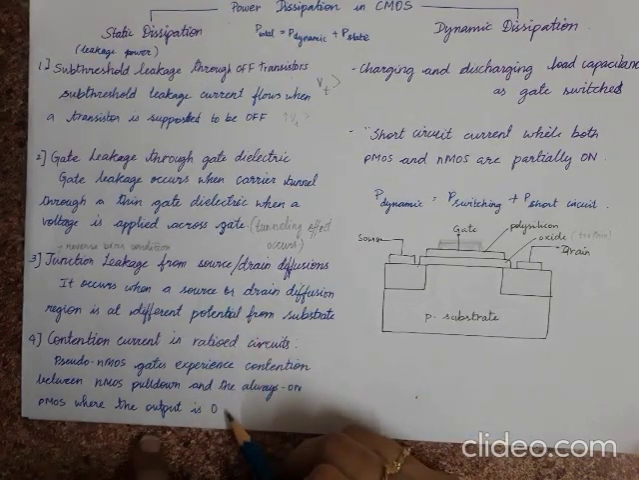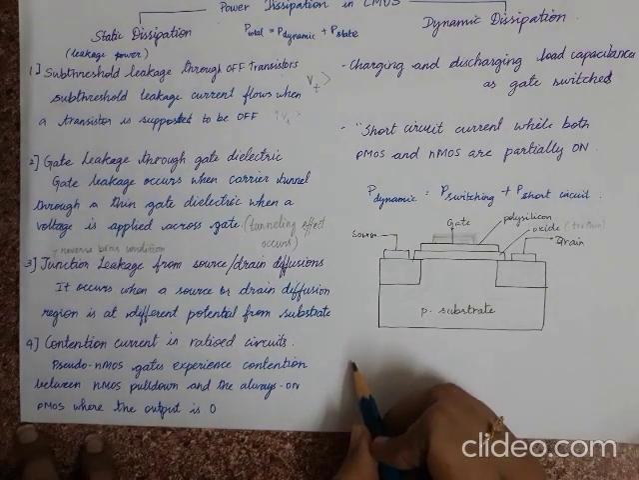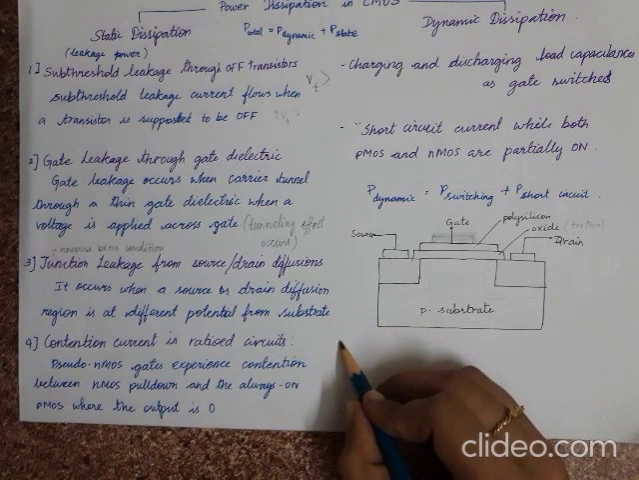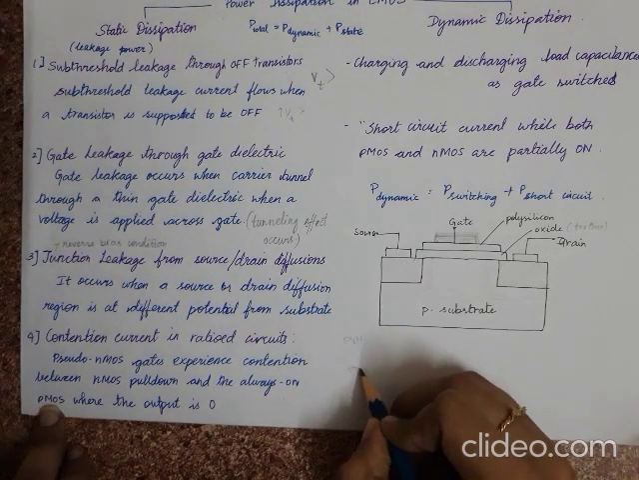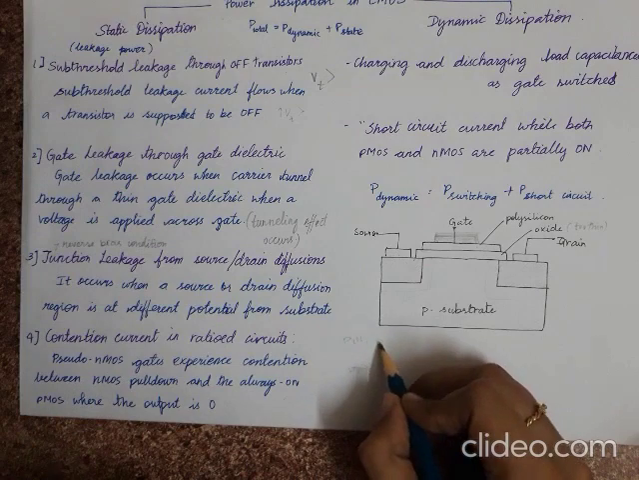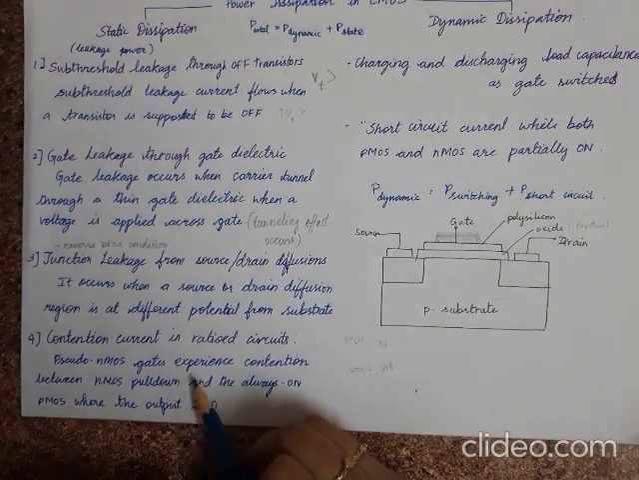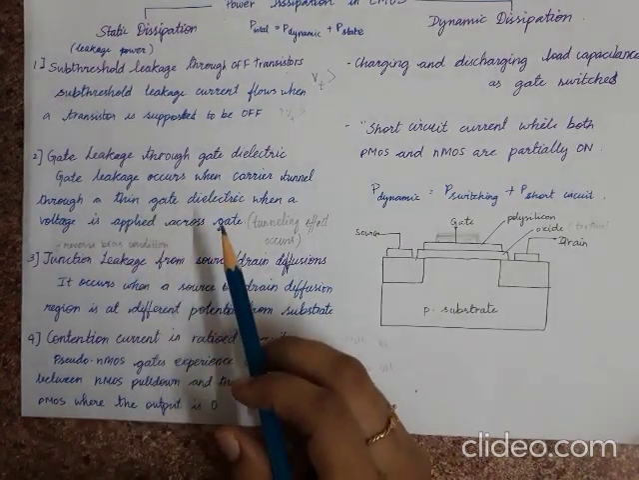And the last one is contention current. So when we have a CMOS, usually both circuits cannot be on at a single time. Either the pull-up network will be on or the pull-down network will be on. But in some cases, both are on. So at that time, we have the contention current in ratioed circuits. This will cause static dissipation.